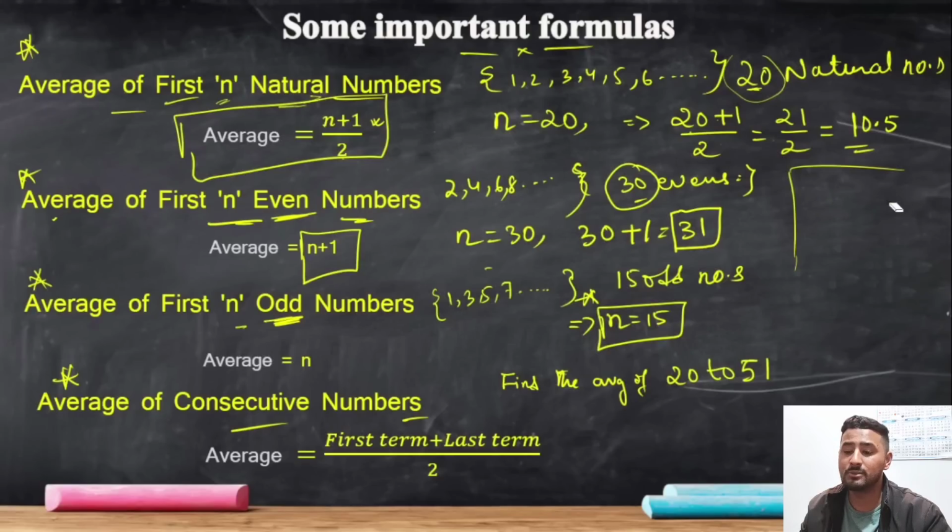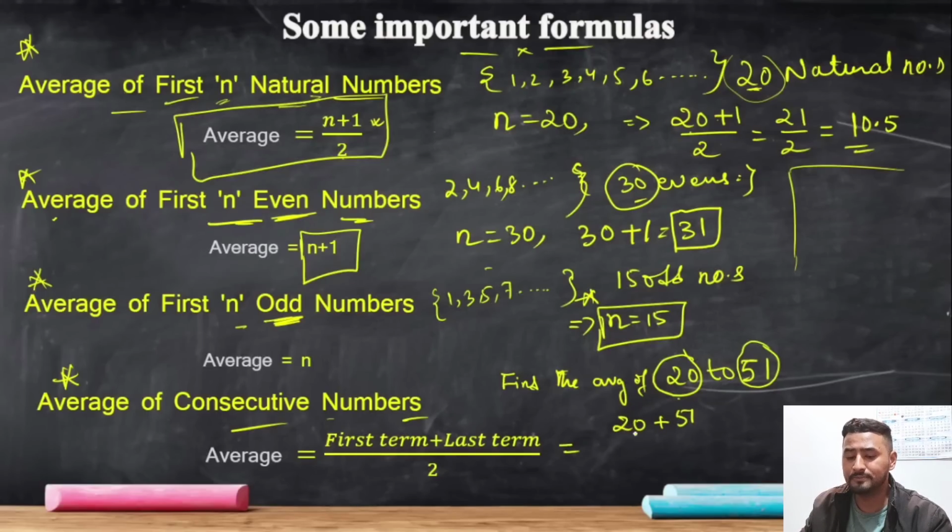So what you can do here is, whenever you are given consecutive numbers, 20, 21, 22, 23, you should remember the formula: first term plus last term divided by 2. In this case, what will be the answer? Our first term is 20, our last term is 51. Divide by 2. 20 plus 51 is 71, divided by 2.